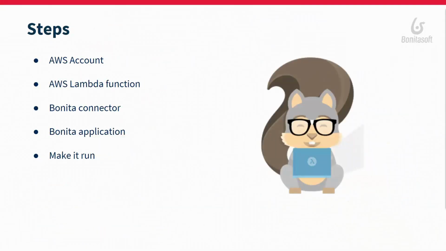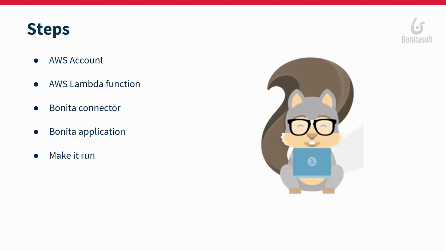Okay, so I would go through all the steps. The first thing that I've done is to create the AWS account to make sure that I can run on the cloud. I did create my AWS Lambda function, and then I created my own Bonita connector and application, and then I made it run. So let's see how I did that.